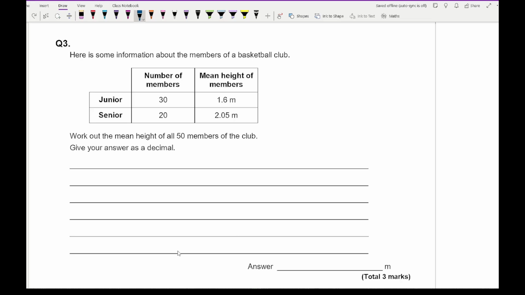So for this, what we need to do is work out the total height of the 50 players. And how do we do that? Well, we just simply multiply the frequency by the mean. So here I'm going to do 30 times 1.6, which is 48. And then 20 times 2.05, which gives me an answer of 41. Then adding those totals up, I get an answer of 89.